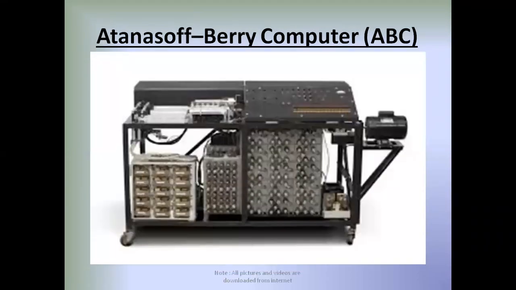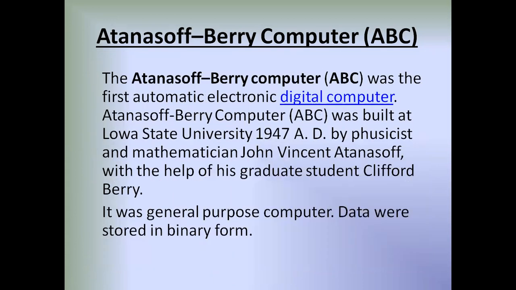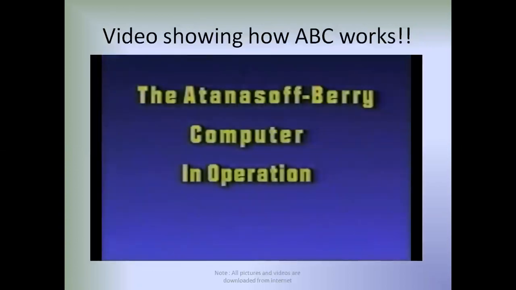This is the picture of the Atanasoff Berry computer. In short, it is known as ABC. The Atanasoff Berry computer, ABC, was the first automatic electronic digital computer, developed by John Vincent Atanasoff in 1947. It was the first general purpose computer. Data were stored in binary form in this computer. Now let us have a look at the video showing how ABC works.